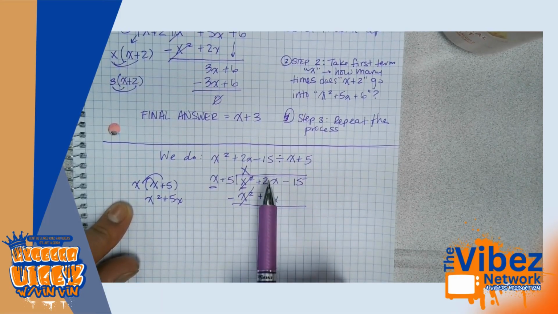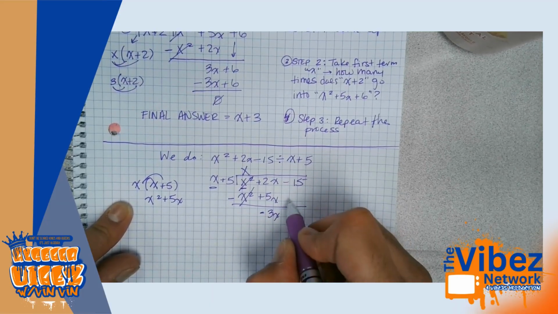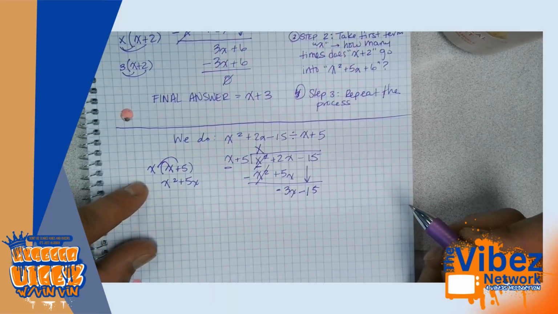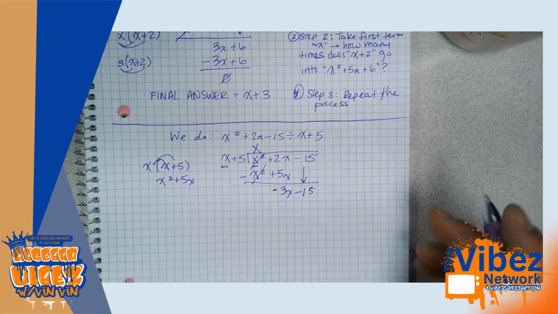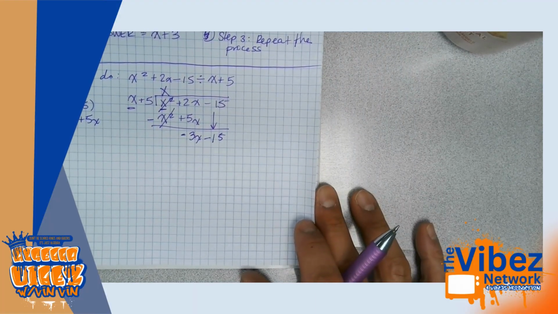And then we do negative 2x minus 5x, which is going to give us a negative 3x. And then we bring down our negative 15. Before I keep going, what do you think the next step is? Can somebody, let's pause the video. Let's have a little quick discussion of what you think the next step is between each other before I get going.